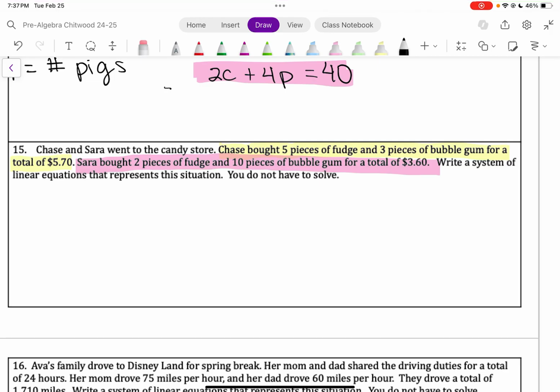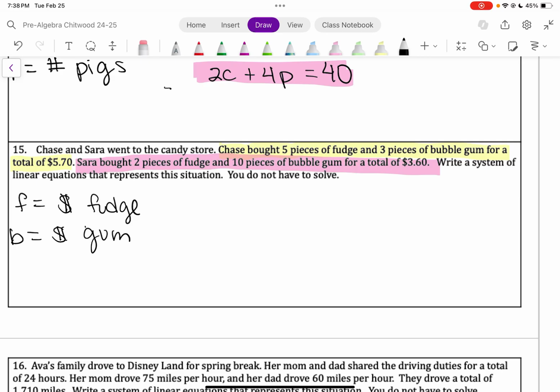So I know how many of each, the fudge and the gum, was bought. I want to find out how much they cost. That's what we don't know. So I can say F equals cost of fudge, because again, we don't know that. And then B equals cost of gum, or bubble gum.